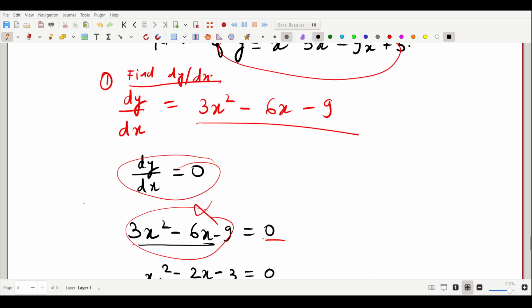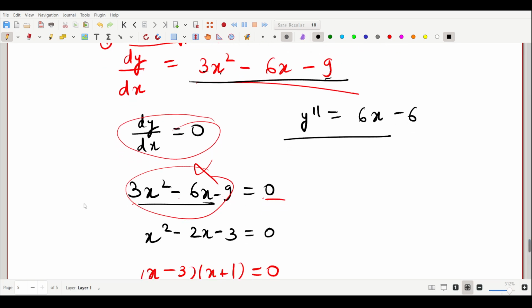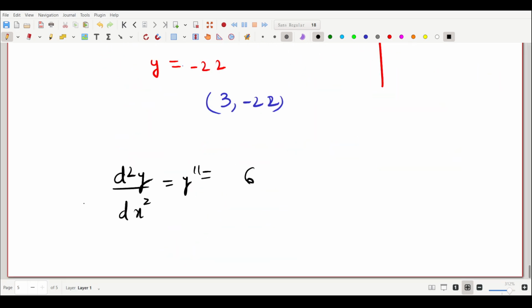Let's find the double derivative, which will become 3x square will become 6x minus 6, and the derivative of number 9 is 0. We got this here. Double derivative is already known: 6x minus 6. This is step number 3 when we found the double derivative.